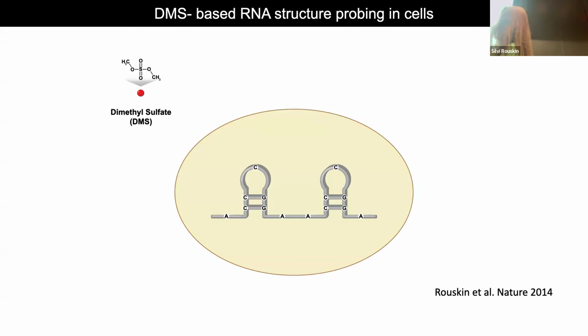I started working on this problem as a grad student, in Jonathan Weissman's lab, and developed a chemical-based probing of structure approach, using this really small chemical, dimethyl sulfate, because it enters cells very quickly, within a minute or 2, and it modifies the open bases, in this case, adenine and cytosine. So bases that are Watson-Crick paired cannot react with DMS.